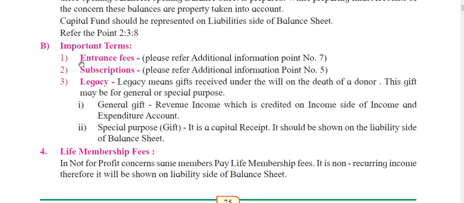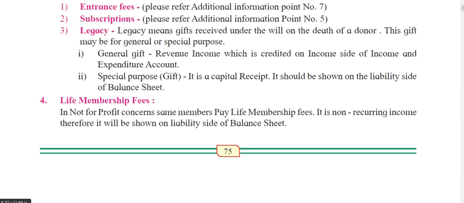Important terms: the first one is entrance fees, then subscription, and legacy. Legacy means gifts received under the will on the death of a donor. This gift may be for general or special purpose. A general gift is revenue income, which is credited on the income side of the income and expenditure account. A special purpose gift is a capital receipt, so it should be shown on the liability side of the balance sheet.